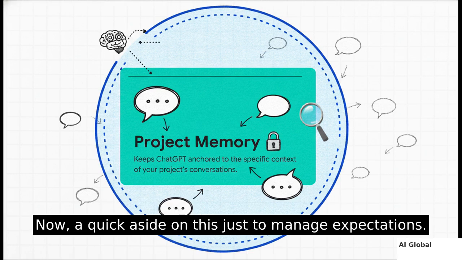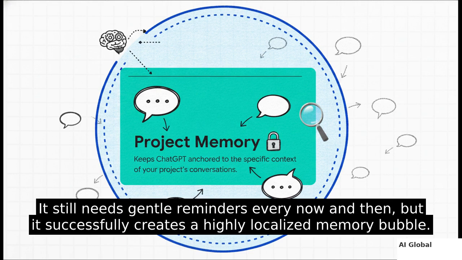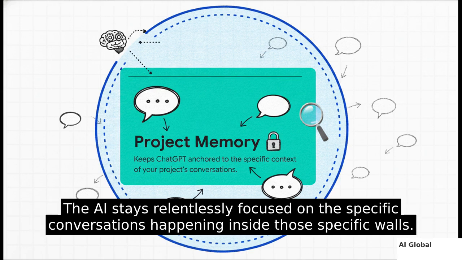Now, a quick aside on this, just to manage expectations. Actually, do not mistake this for perfect, infinite memory. It still needs gentle reminders every now and then, but it successfully creates a highly localized memory bubble. The AI stays relentlessly focused on the specific conversations happening inside those specific walls.